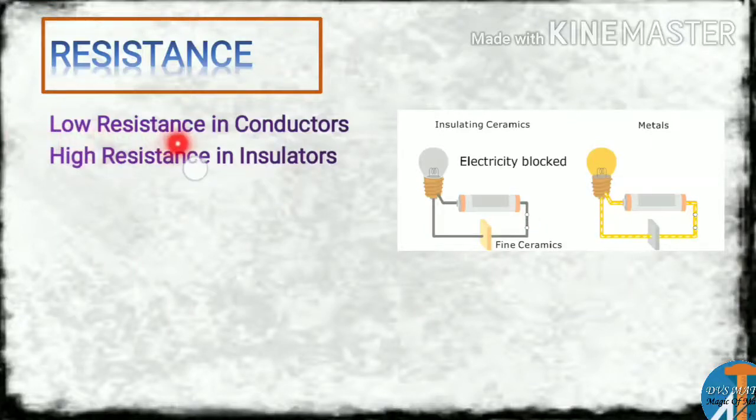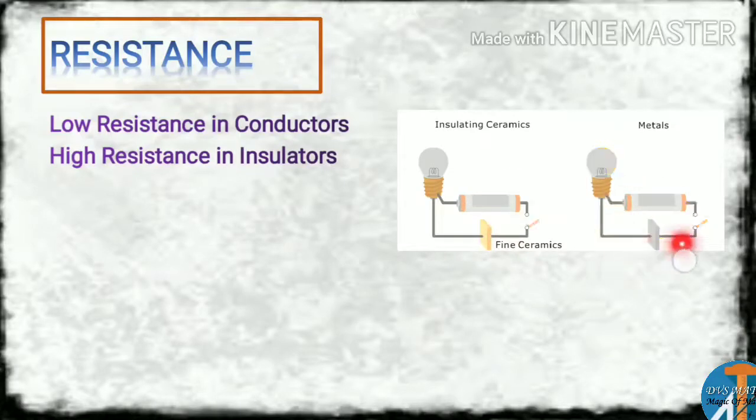So low resistance in conductors. Here you can observe this figure. One is we are taking the metal, another one we are taking the fine ceramic, which is an insulator. In an insulator there is no flow of charges. It is resisting the flow. So that means high resistance in insulators.